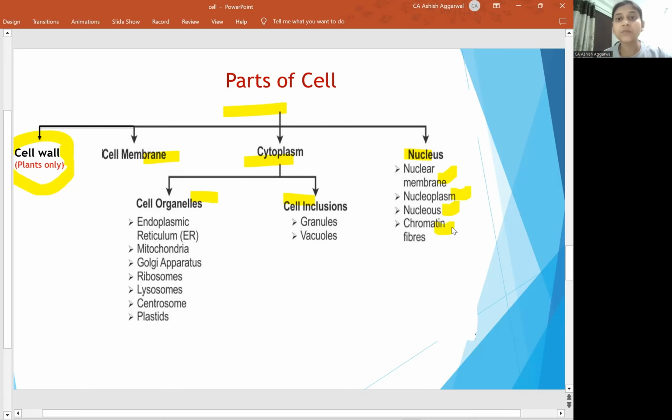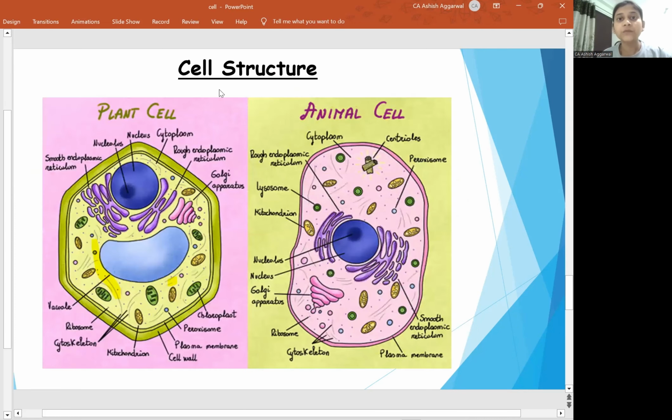Next, let's discuss the structure of cells and the parts we have discussed here. Come to the next, that is cell structure. There are two types of cells we discussed here: plant cell and animal cell. As we have discussed earlier, the plant cell contains a cell wall, but the animal cell contains no cell wall. The rest of the parts are similar. The plasma membrane is there. It is also called the cell membrane.